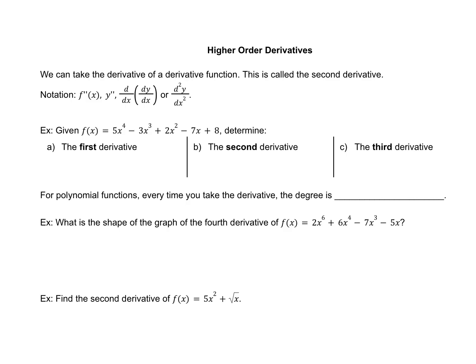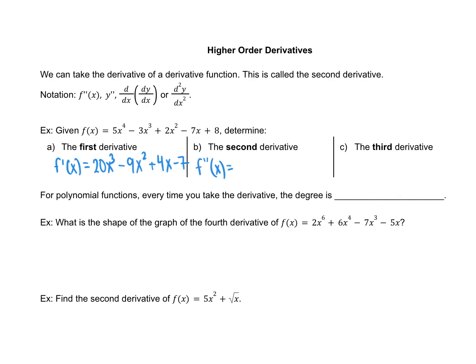So we have function f of x, which is this quartic function, and we want to determine the first, second, and third derivative. And here we're just using our nice basic power rules. So for our first derivative, we're going to have 20x to the 3 minus 9x squared plus 4x subtract 7. So bringing the exponent down and multiplying it by the coefficient that's already there and dropping the exponent power by 1.